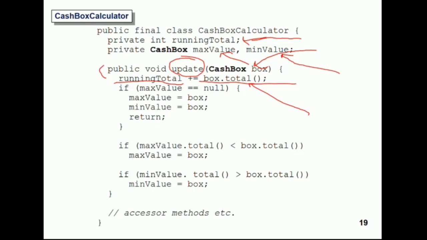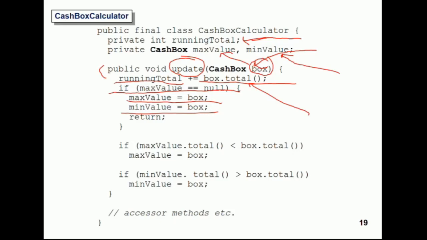And then I want to figure out which box has got the minimum value and which box has the maximum value. So first of all, we're checking whether this is the first time I'm doing this calculation. If it's the first time, then the max value and the minimum value will be null, okay? In that case, the max value is equal to this box, and the minimum value will also be this box, because it's the first time I'm doing it.